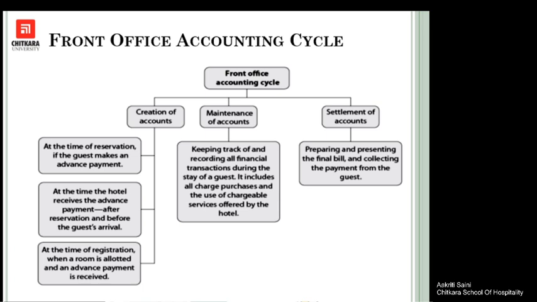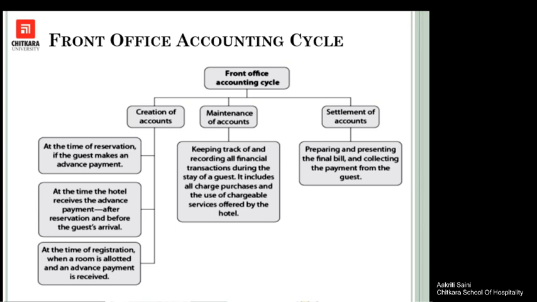If we talk about maintenance of accounts, it will happen in a situation when the guest is staying in-house in the hotel with us. For example, if the guest is availing certain facilities at the point of sale like the restaurant, spa, salon, etc., those charges are included into the guest folio during that particular stage. Now, the settlement of account, as the name suggests, will be preparing and presenting the final bill to the guest at the time of checkout, and we collect the payment in different forms from the guest.